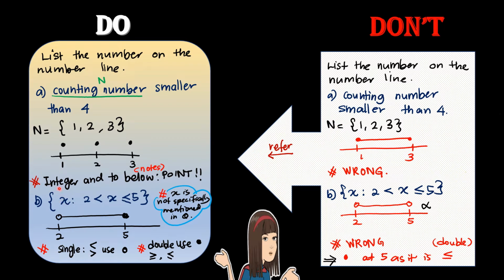This is our note: for integers and below, you must use points if the question asks specifically like this. Right, so we go to question B.